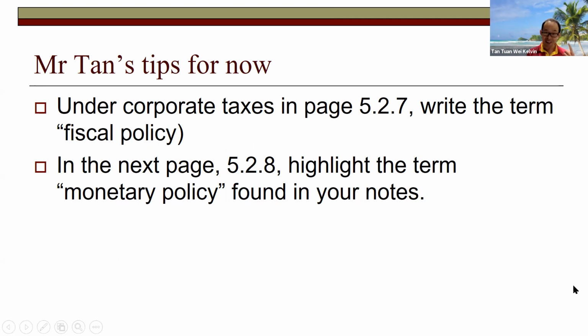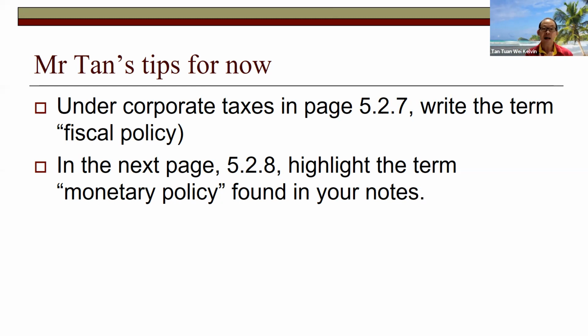Just like what I've asked you all to do for the disposable income, can I encourage all of you now? Under the corporate tax in 5.2.7, write the term fiscal policy, which is the last paragraph of page 5.2.7. Write the term fiscal policy on the right-hand side of the corporate tax paragraph. So you can see, if the government wants to adjust C, wants to adjust I, they can use various tax.